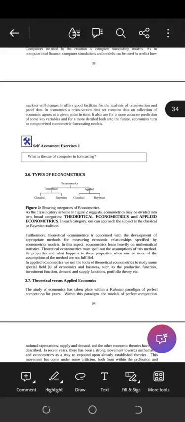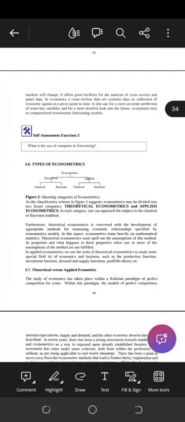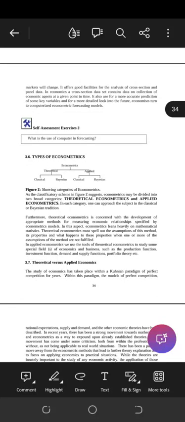In economics, a cross-sectional data contains data on a collection of economic agents at a given point in time. Those economic agents are, we know them, firms, households, governments and the rest of the world. So data on anything, if you want GDP, income, or consumption, but at the same period of time, 2004 or 2005, you take various data for that particular year. It is also used for a more accurate prediction of some key variables and for a more detailed look into the future. Economists turn to computerized econometric forecasting models.